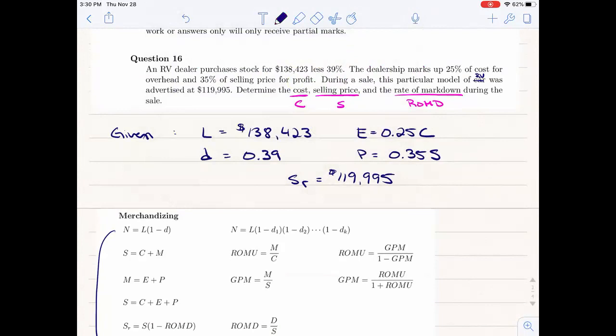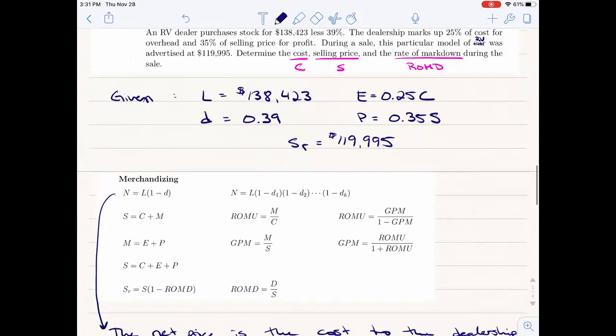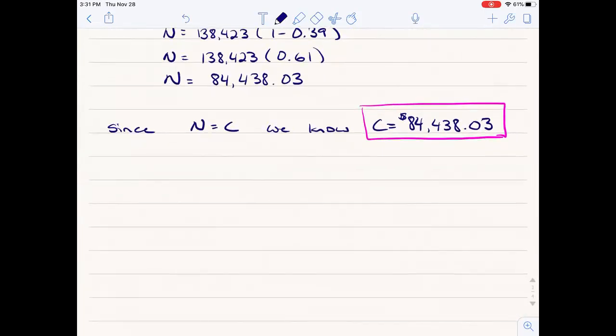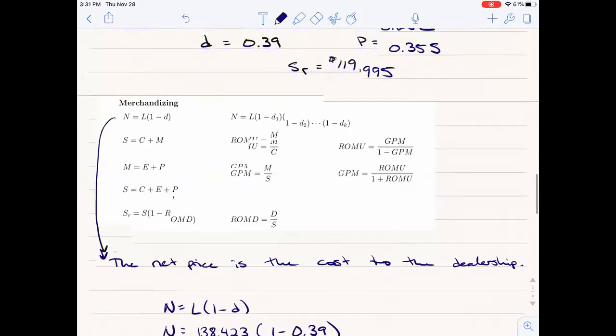I could have just as well, and I'm pretty sure on the final I do, just asked, what's the rate of the markdown? Right, so a little bit less help, right? But you've seen this one, and so you just have to figure out, okay, what do I know? What can I make of what I know? And then usually it's 2 or 3 steps to get there, but so now we know the cost.